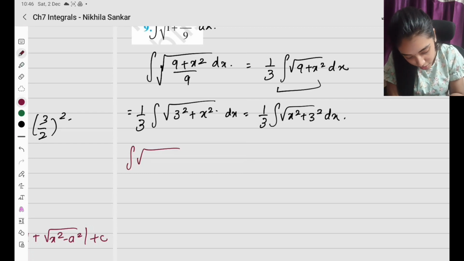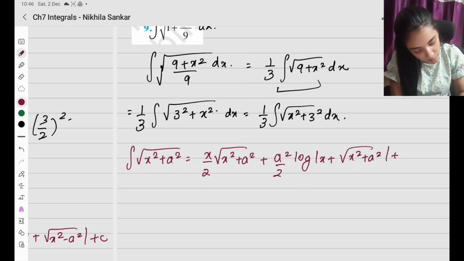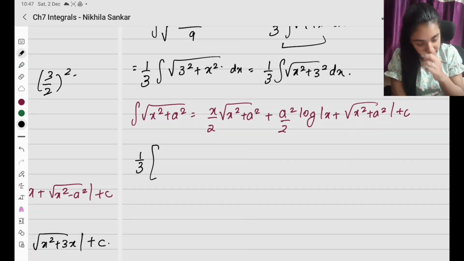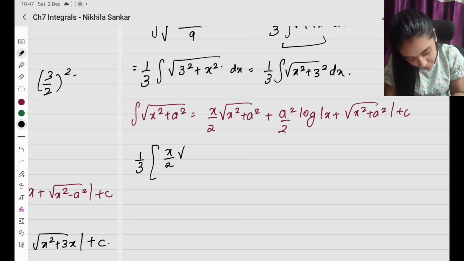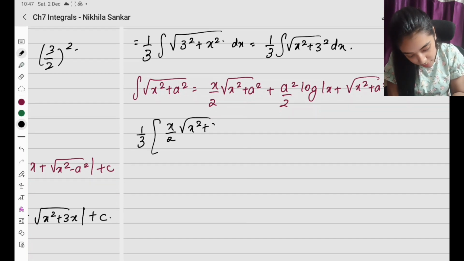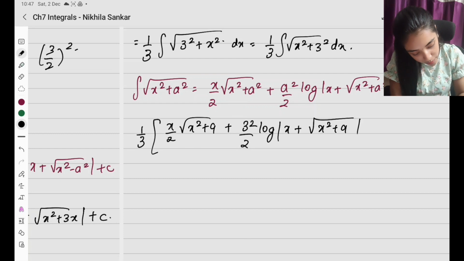Write the formula first. Integral of root of x square plus a square is going to be x by 2 square root of x square plus a square plus a square by 2 log mod x plus square root of x square plus a square plus c. So when I substitute the values, I already have a 1 by 3. I'll open a bracket. Inside the integral I have x divided by 2 square root of x square plus a square, which is going to be x square plus 9, plus a square, which is 3 square, divided by 2 log mod x plus square root of x square plus a square, which is again x square plus 9, plus c.